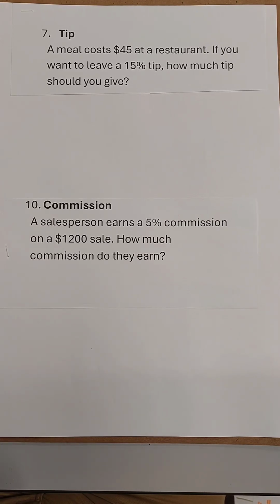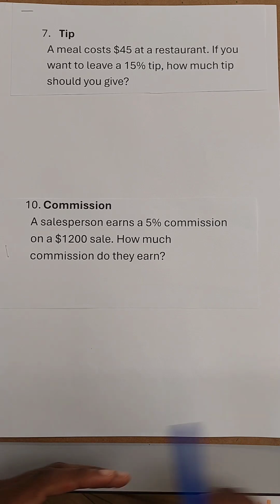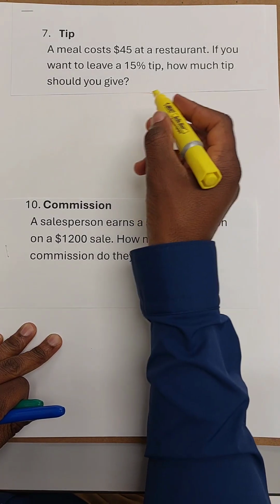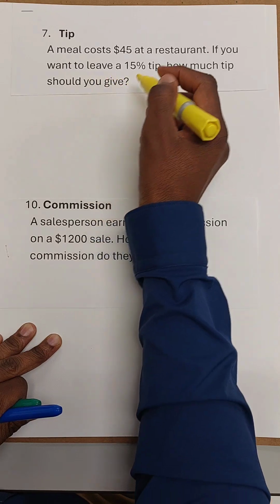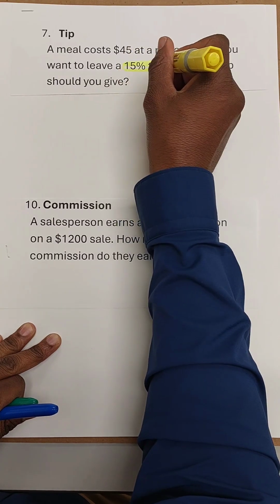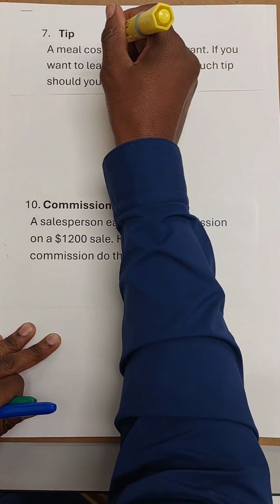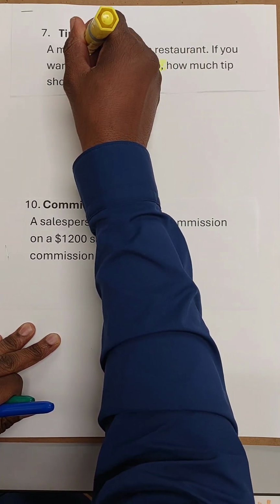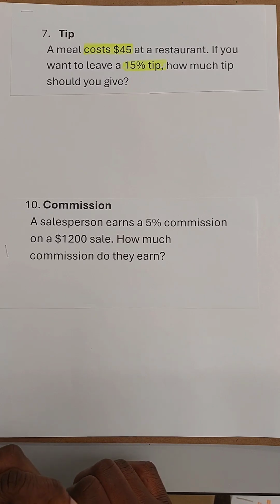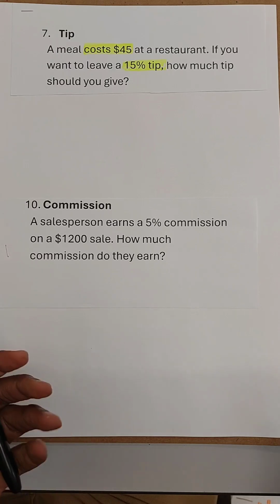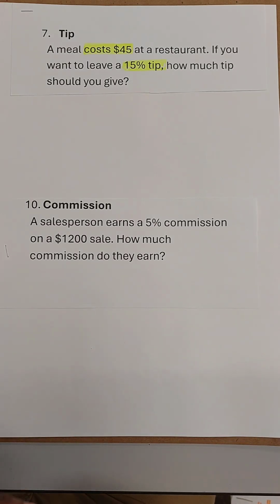Okay, calculating tips occurs a lot, and so let us see how we can always get the right tips at restaurants. A meal costs $45 at a restaurant. If you want to leave a 15% tip, so if you are looking at that receipt and at the bottom you'll see percentage tips, if you want to have an estimate of what a 15% tip will be. You don't want to over tip and you don't also want to under tip. Okay, you might want to over tip, but you don't want to under tip.